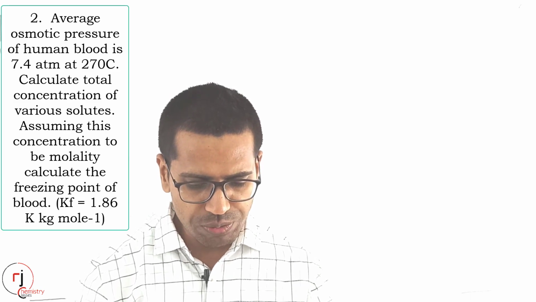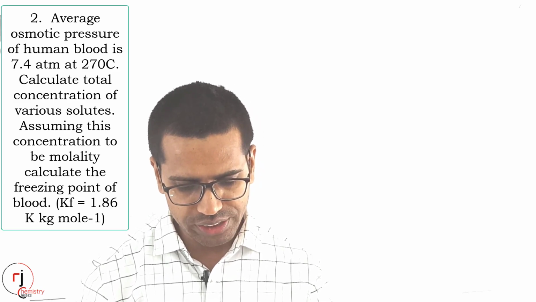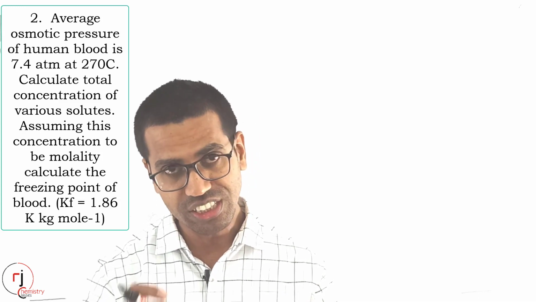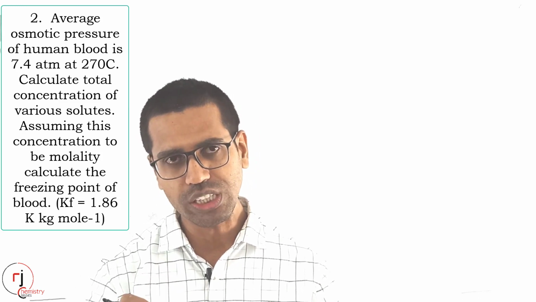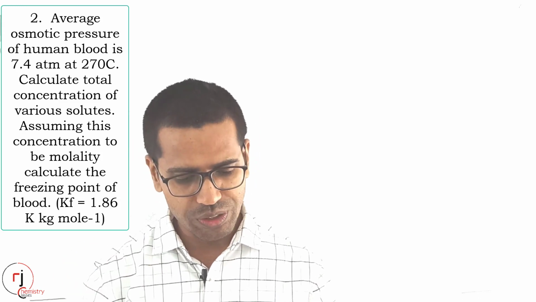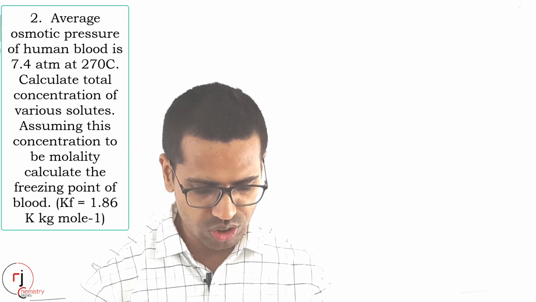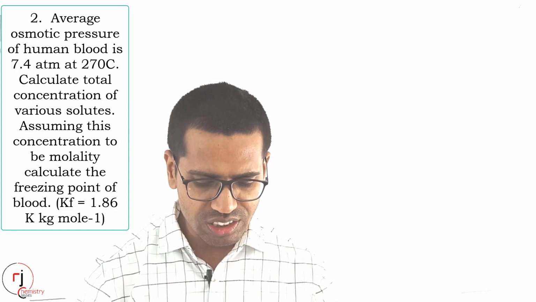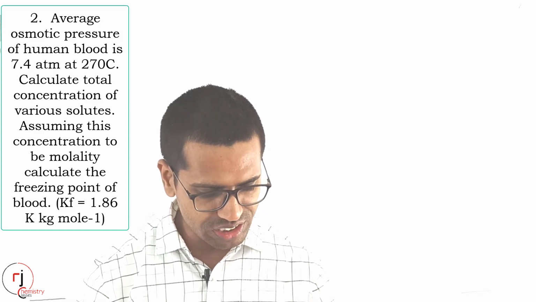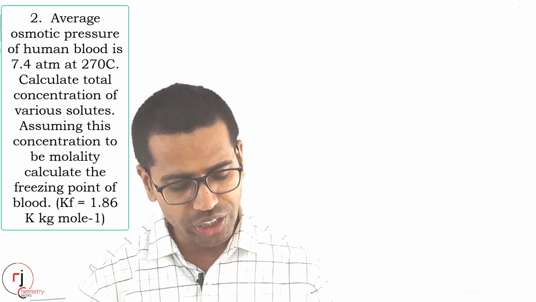Okay students, according to question number 2, the average osmotic pressure of human blood is 7.4 atm at 27 degrees Celsius. It must be remembered that the average osmotic pressure of human blood is 7.4 atm. Calculate the total concentration of various solutes. Okay, assuming this concentration to be molarity, calculate the freezing point of blood.